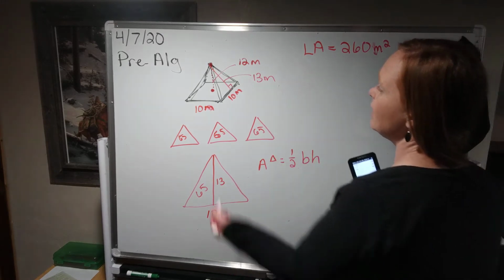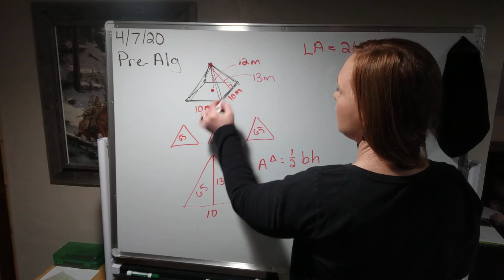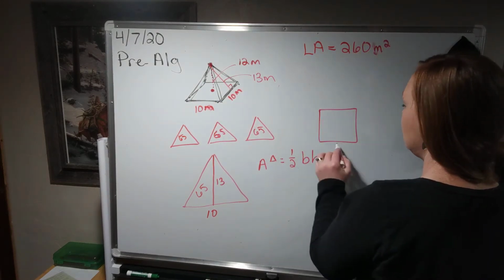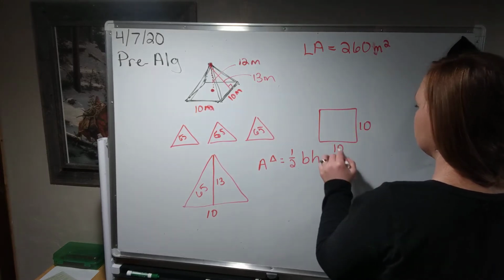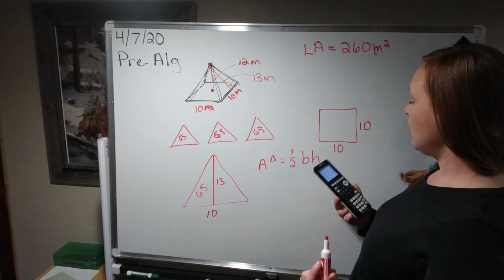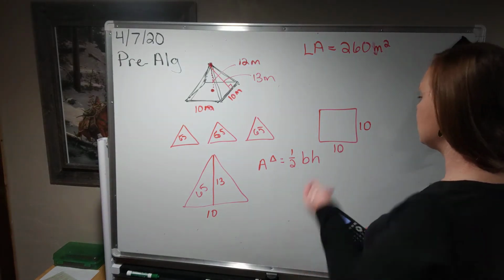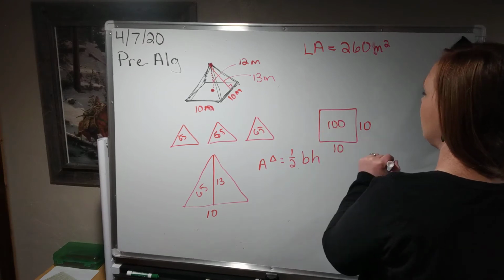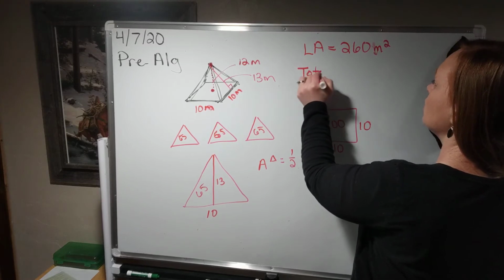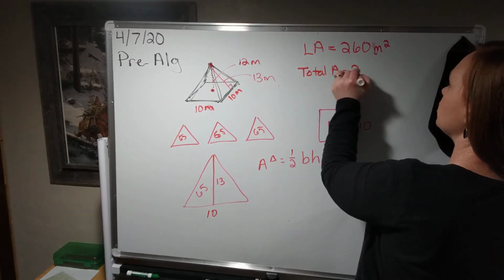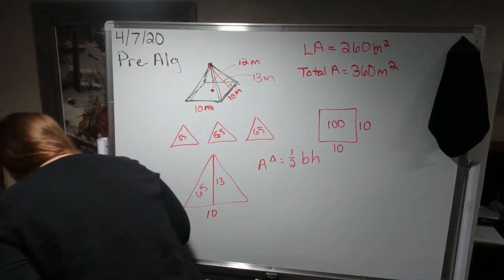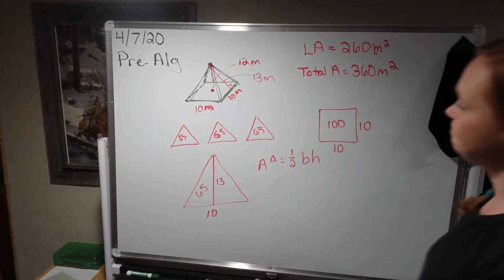Now I need to find the area of the base to find my total area. So I'm just going to add in that square base. And we know that a square is just the base times the height, length times the width, or a side squared. So 10 times 10 is 100. I'm going to take my 100 and add it to here. So my total area equals 360 meters squared. Good. We got it right.